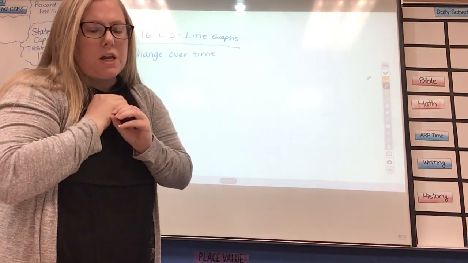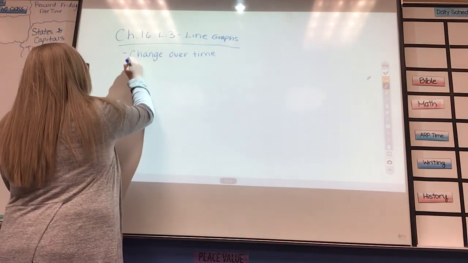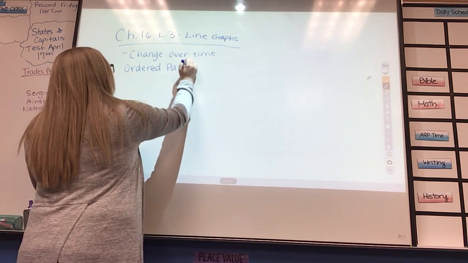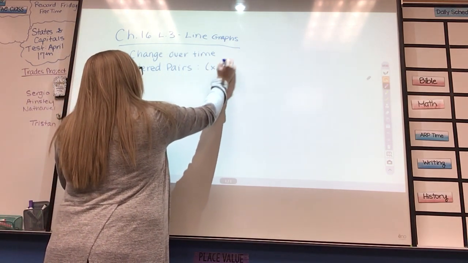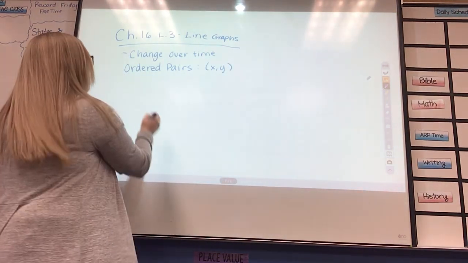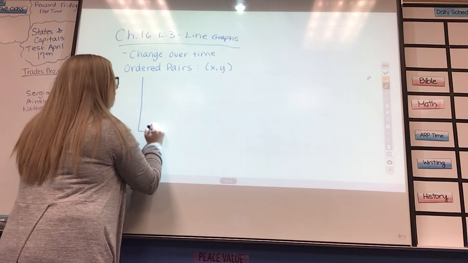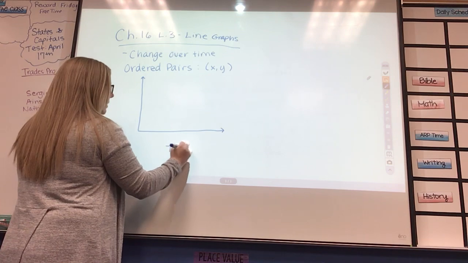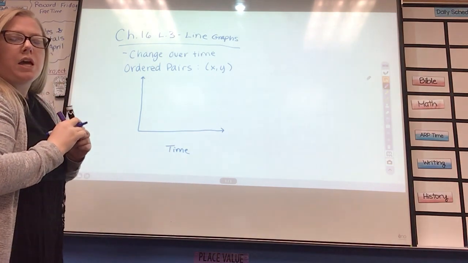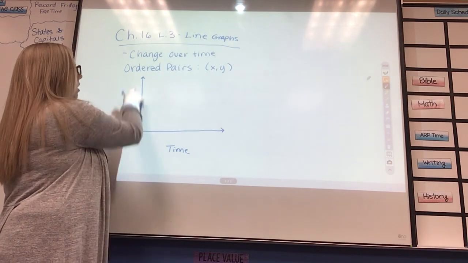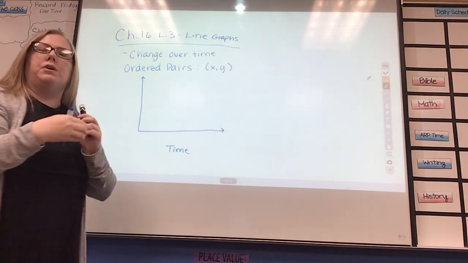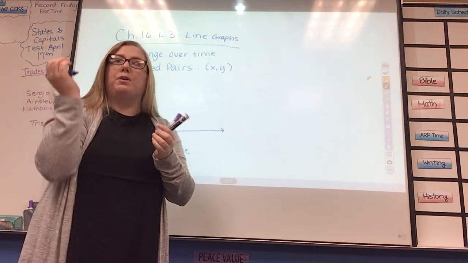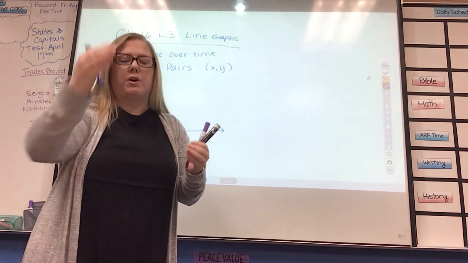So a line graph uses ordered pairs, X and Y. Okay, so I'm going to draw a graph that looks like this. This is time, always, on the bottom. And on the side is whatever you are graphing, whether that is money or your chores that you have to do, how many you have to do, something that is changing over a series of time.